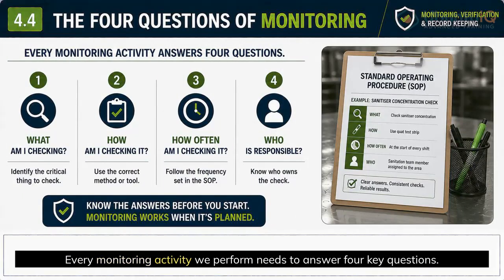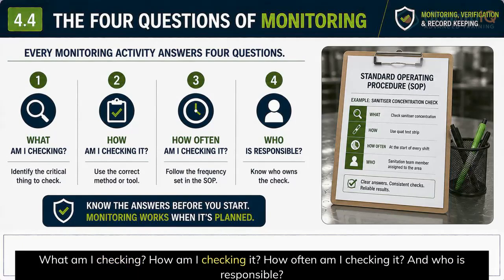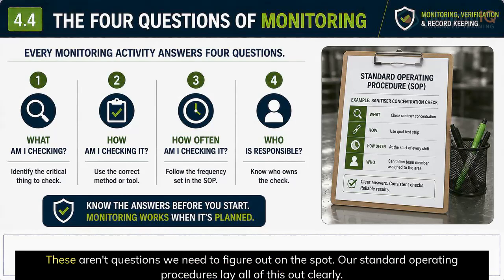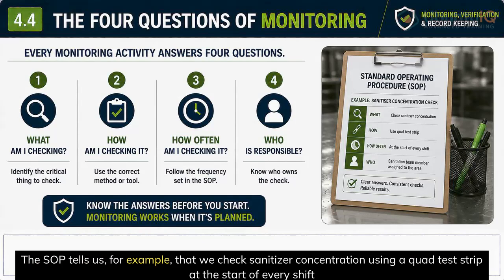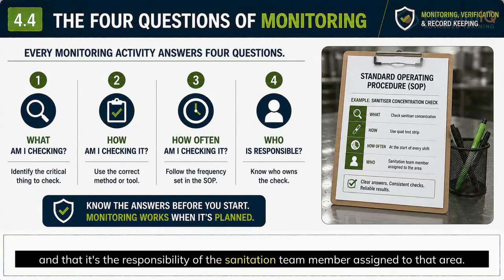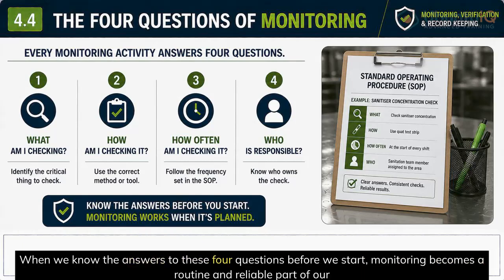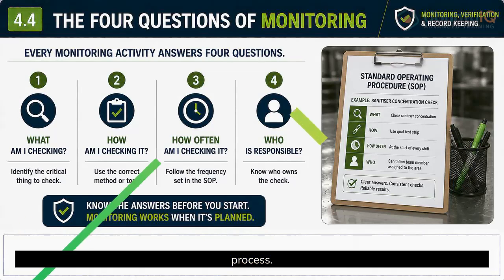Every monitoring activity we perform needs to answer 4 key questions. What am I checking? How am I checking it? How often am I checking it? And who is responsible? These aren't questions we need to figure out on the spot. Our standard operating procedures lay all of this out clearly. The SOP tells us, for example, that we check sanitizer concentration using a quad test strip at the start of every shift, and that it's the responsibility of the sanitation team member assigned to that area. When we know the answers to these 4 questions before we start, monitoring becomes a routine and reliable part of our process.